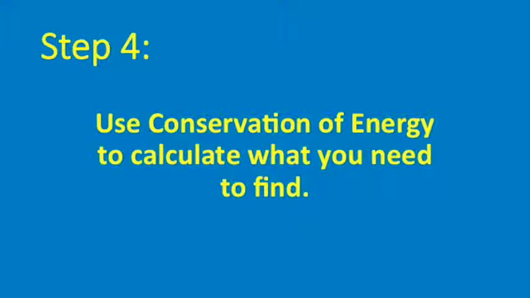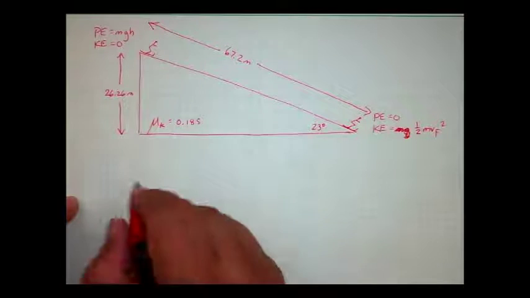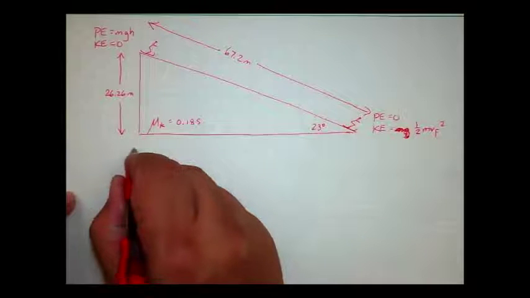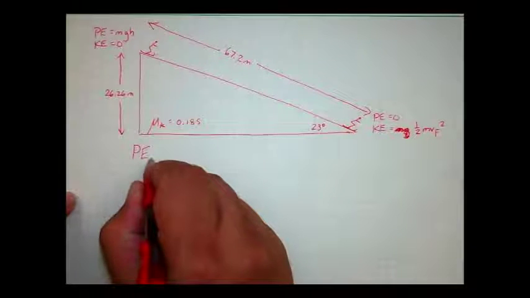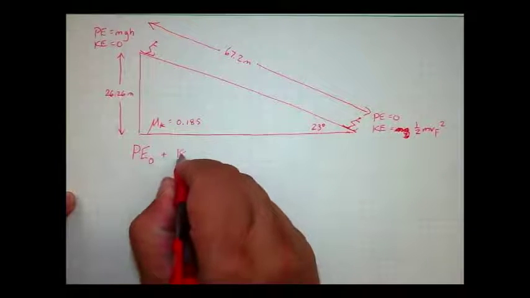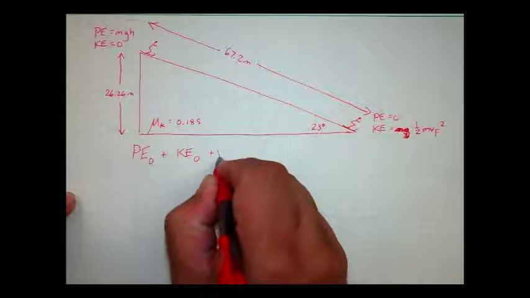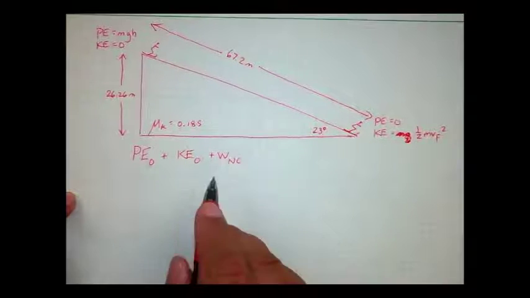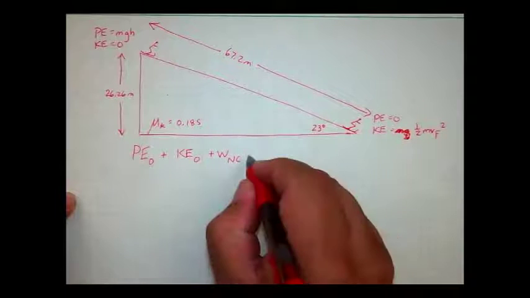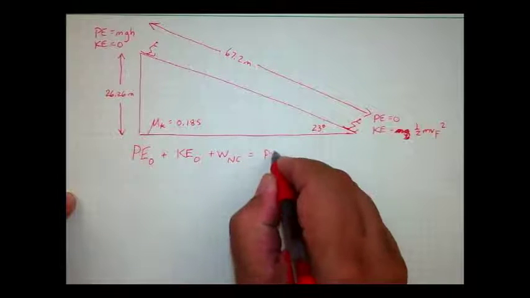Step 4 is to use the principle of conservation of energy to find what you need to find. In this case, our conservation of energy equation is going to be a little bit more complicated than it was before because the work done by non-conservative forces is not going to be zero.